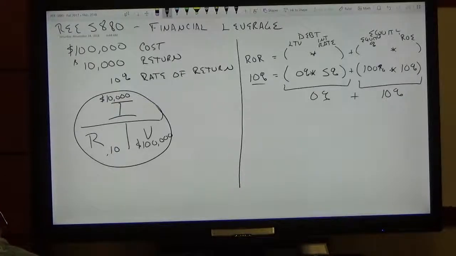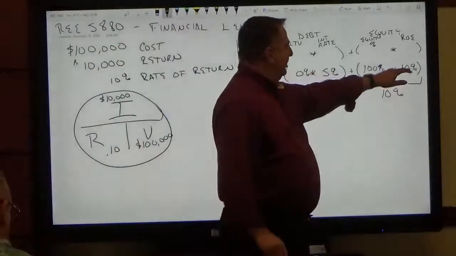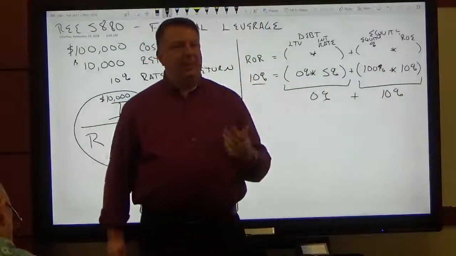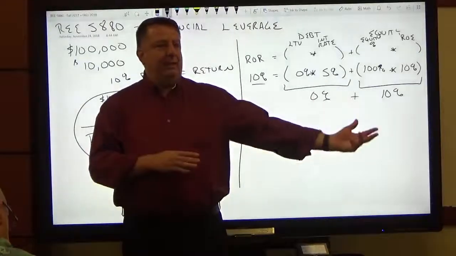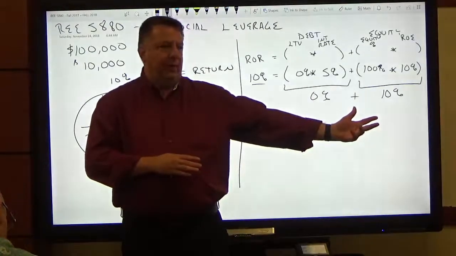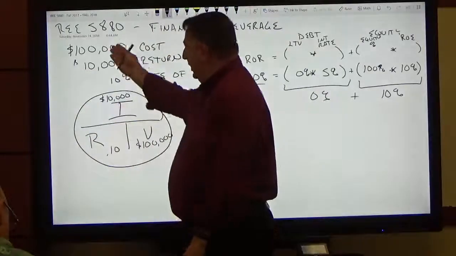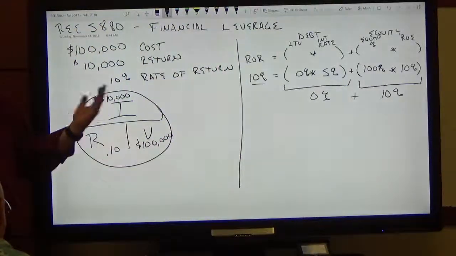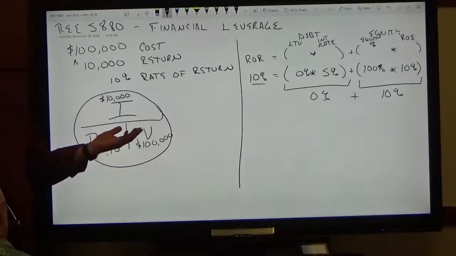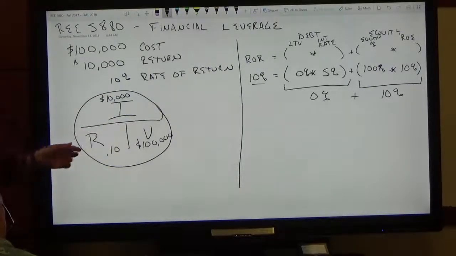Is everybody clear with that? Yes or no? All right, so my return on equity is this 10% here, which just simply says, for every dollar that I put into this deal, I'm getting back 10 cents. Or in this case, if I'm putting in $100,000, I'm getting back $10,000 each and every year. Everybody cool with that? All right.